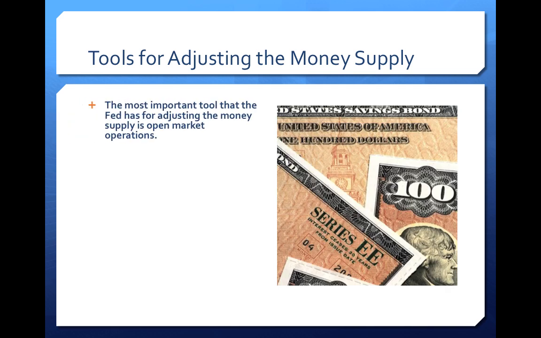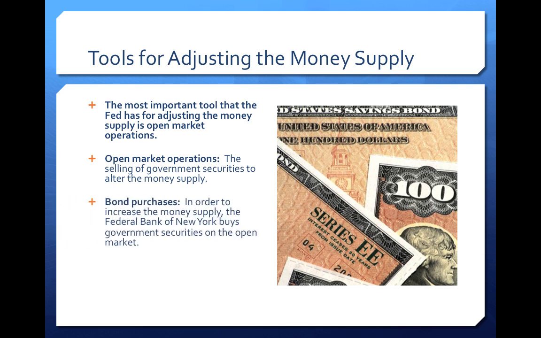The most important tool, however, that the Fed has for adjusting the money supply is open market operations. Open market operations is the buying and selling of government securities to alter the money supply. Okay. They will do bond purchases in order to increase the money supply. The Federal Bank of New York buys government securities on the open market. And these monies are deposited into the accounts of the bond sellers, thereby increasing the money supply.